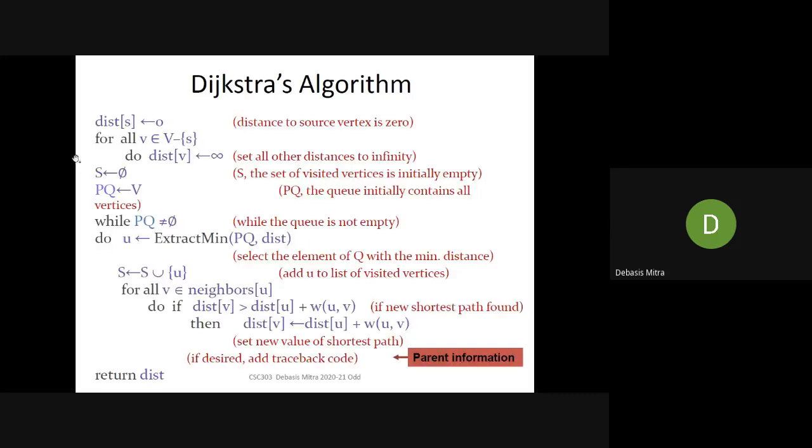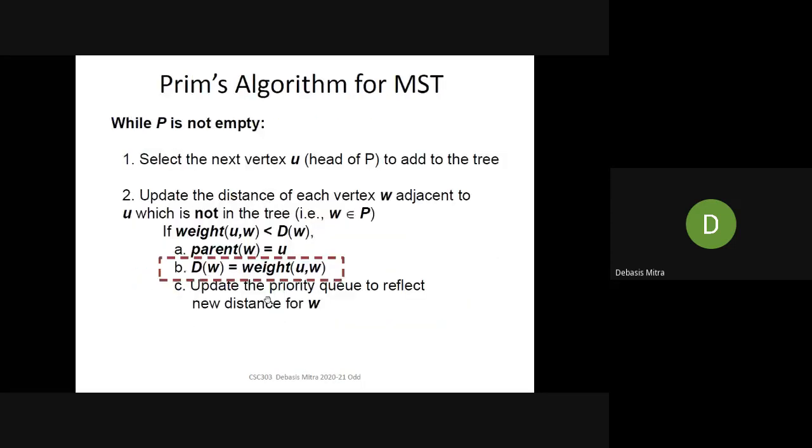Okay, so this is the formal algorithm. You can just see that it is almost similar to Prim's algorithm. Here, see, this traceback code I have not written, this parent information. Okay, but you refer to that Prim's algorithm, from which you can easily, while updating this, update the parent. Okay, and you can easily see this if clause is slightly different from the MST algorithm.